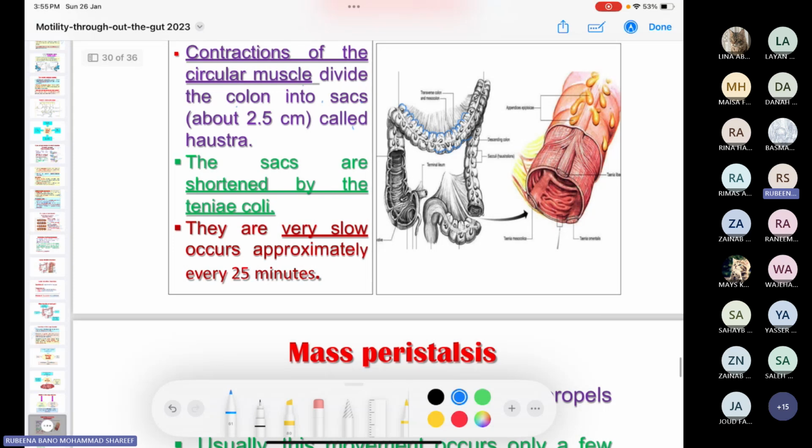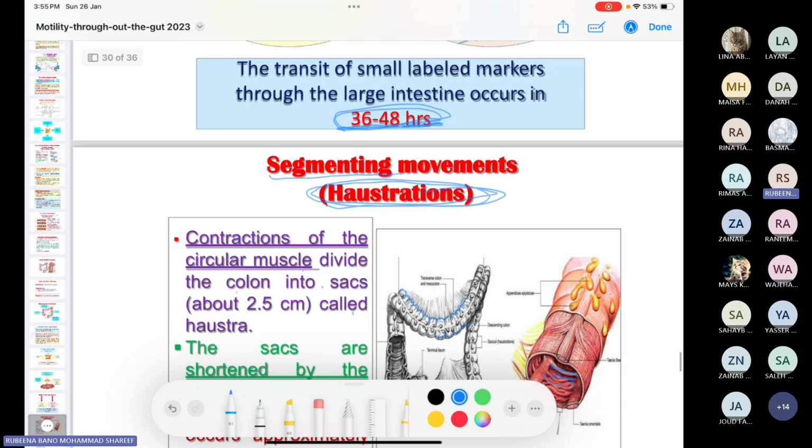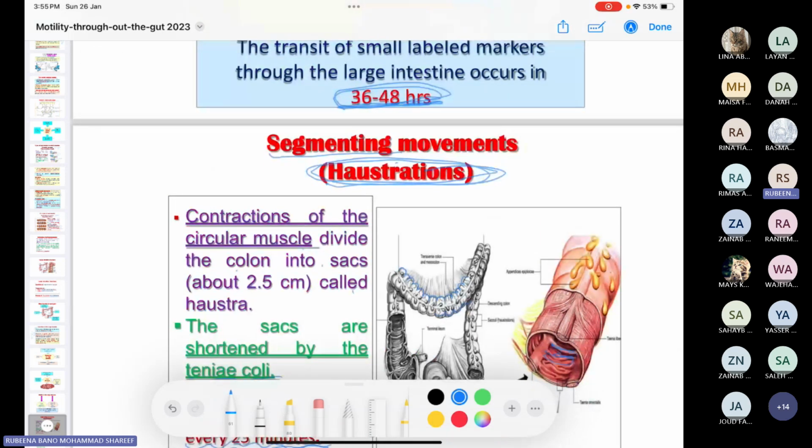And these sacs are further shortened by the taenia coli present in the colon. They provide bands. They are very slow and occur every 25 minutes. So this segmenting movement, called haustration, is because of the contractions of the circular muscle, which divide the colon into sacs about 2.5 centimeters long, which are called haustra.